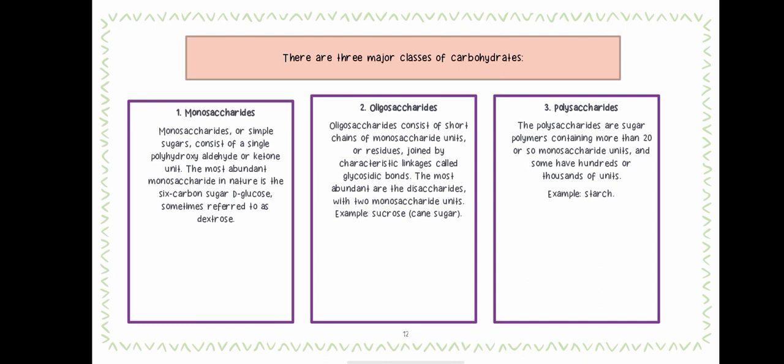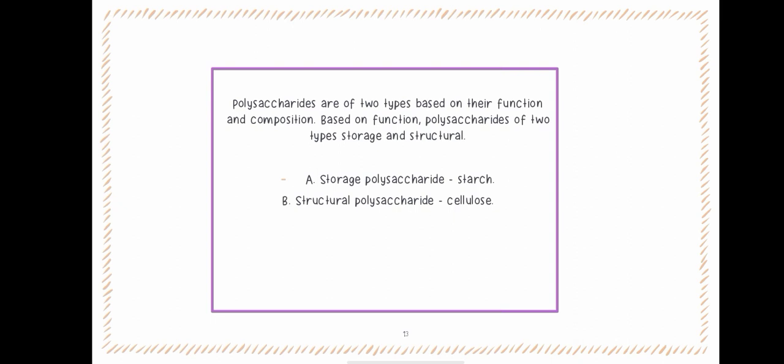Number 3 is the polysaccharides. The polysaccharides are sugar polymers containing more than 20 or so monosaccharide units, and some have hundreds or thousands of units. An example of this one is starch. Polysaccharides are of two types based on their function and composition. Based on function, polysaccharides are of two types, storage and structural. The first one is storage polysaccharide, which is starch, and the second one, structural polysaccharide, is cellulose.